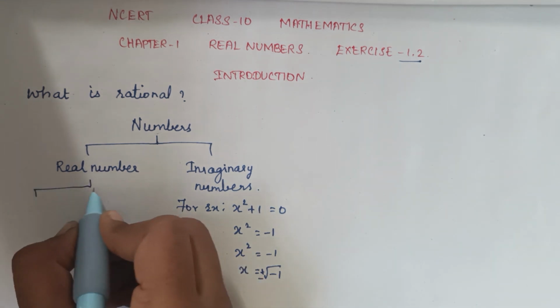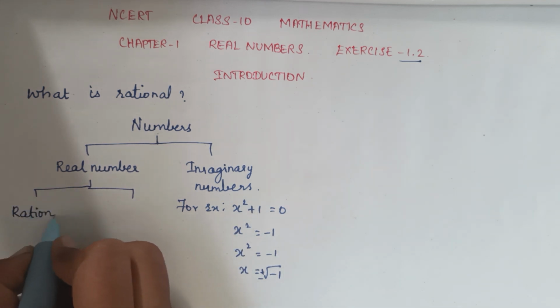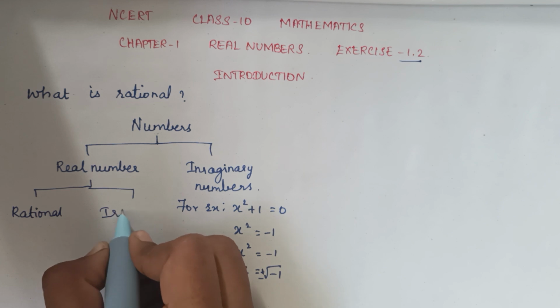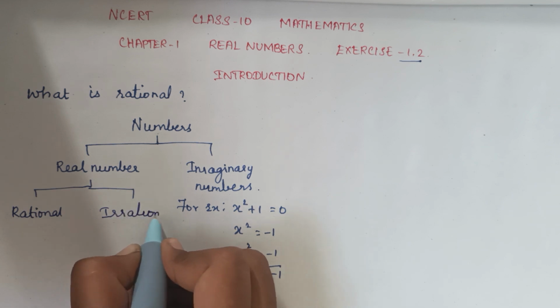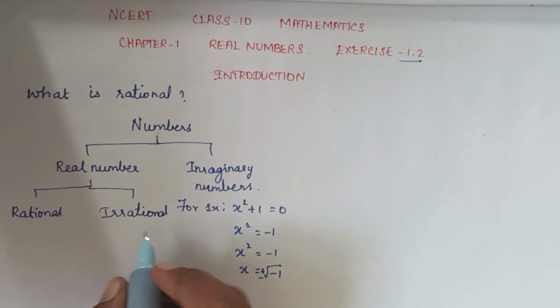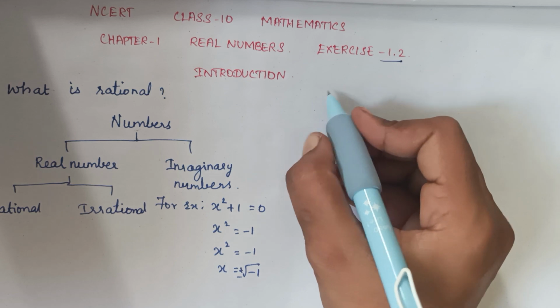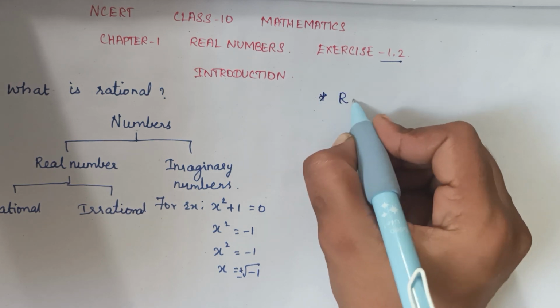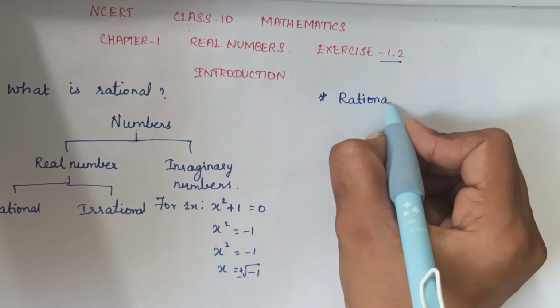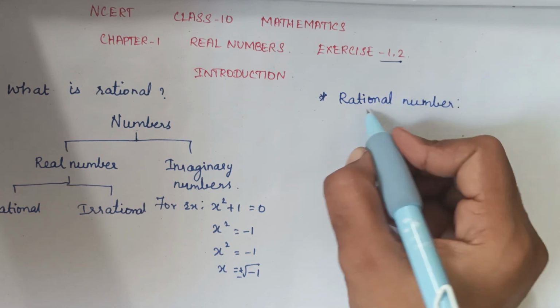Real numbers are two types. That is rational and the other one is irrational. So real numbers are two types, that is rational number and irrational number. So now we'll learn about the rational number. Rational numbers have some rules.